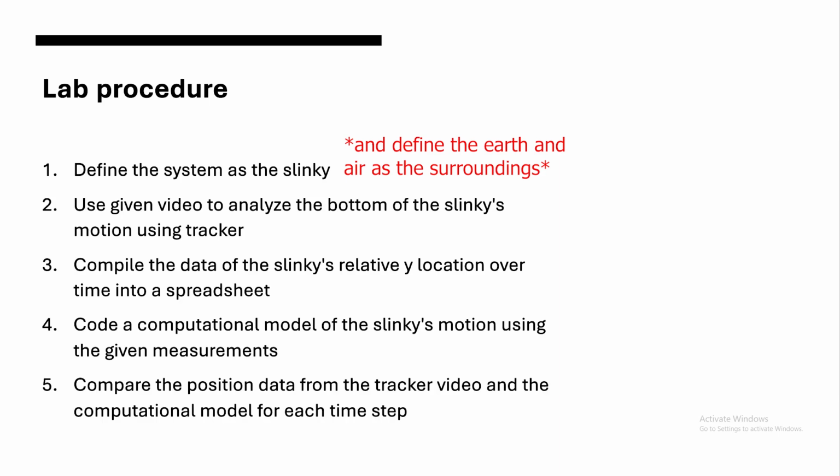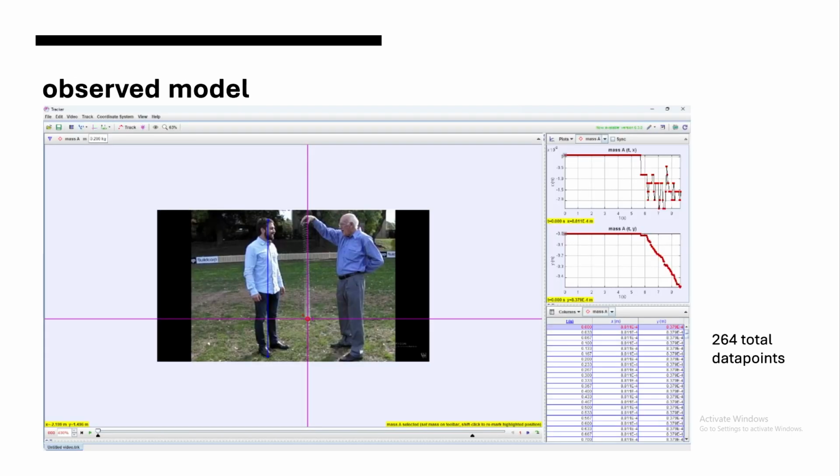And so for the procedure for this lab, first we're going to define the system as the slinky, then we're going to use the given video to analyze the bottom of the slinky's motion using Tracker. Then we're going to compile the data of the slinky's relative y location over time into a spreadsheet. Then we're going to code a computational model of the slinky's motion using the given measurements. And then we're going to compare the position data from the Tracker video and the computational model for each time step. So here's the observed model.